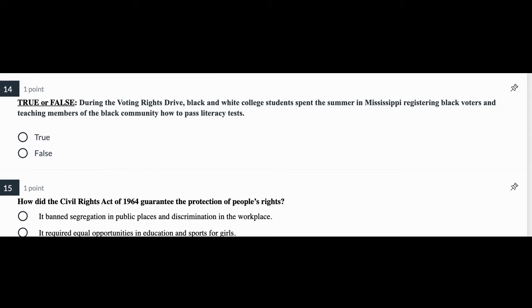14. True or false? During the voting rights drive, black and white college students spent the summer in Mississippi registering black voters and teaching members of the black community how to pass literacy tests. True or false?